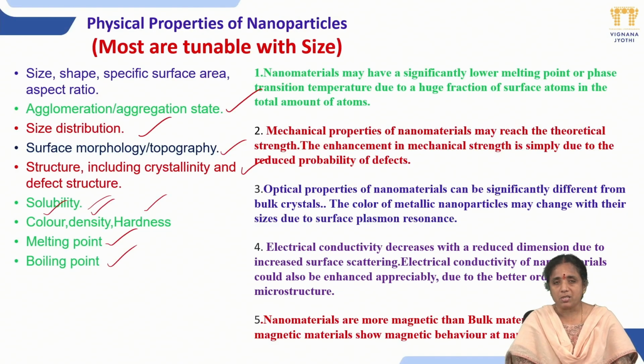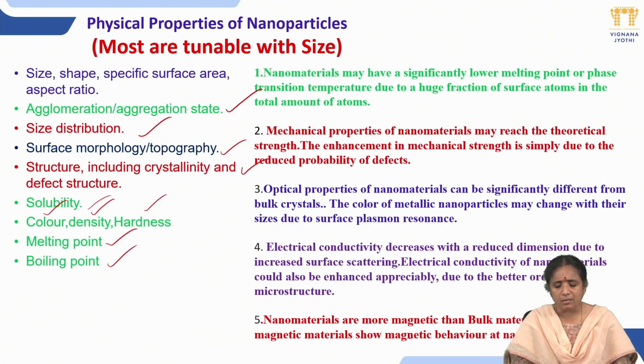Now coming to the optical properties. The best example which I have told you is gold. You can see how the color of the gold metal changes, right from yellow to red color. That itself indicates the color of metallic nanoparticles may change with their sizes due to surface plasmon resonance. And for electrical conductivity, as more particles are participating at the semiconductor level or at the conductor level, there are increased surface atoms. Electrical conductivity of nanoparticles could also be enhanced appreciably due to the better ordering of the microstructure.